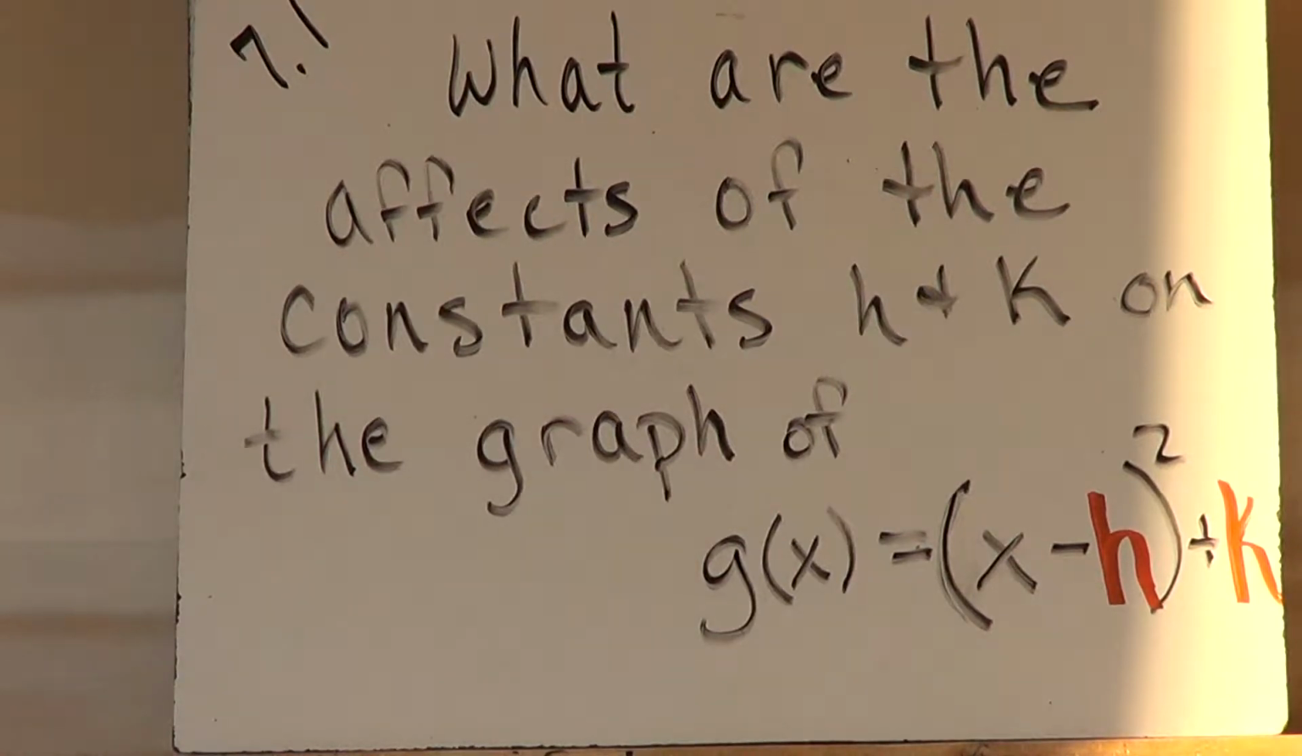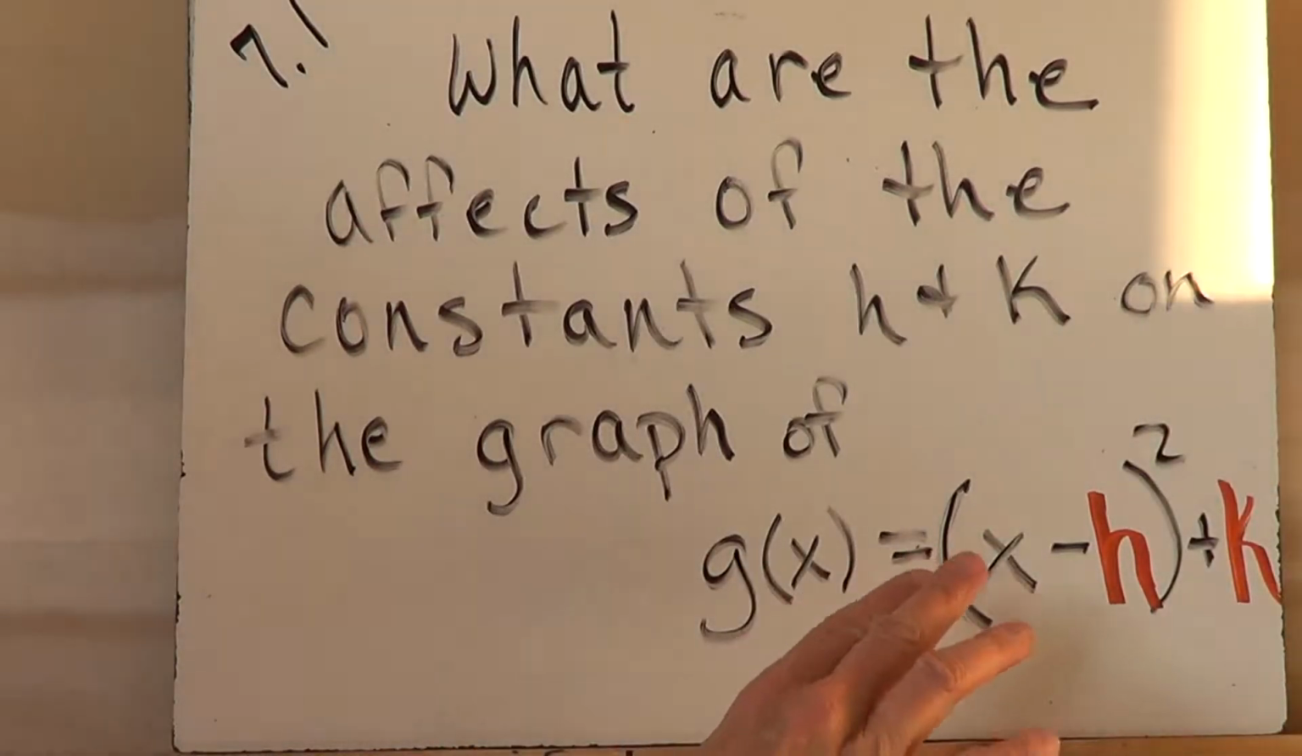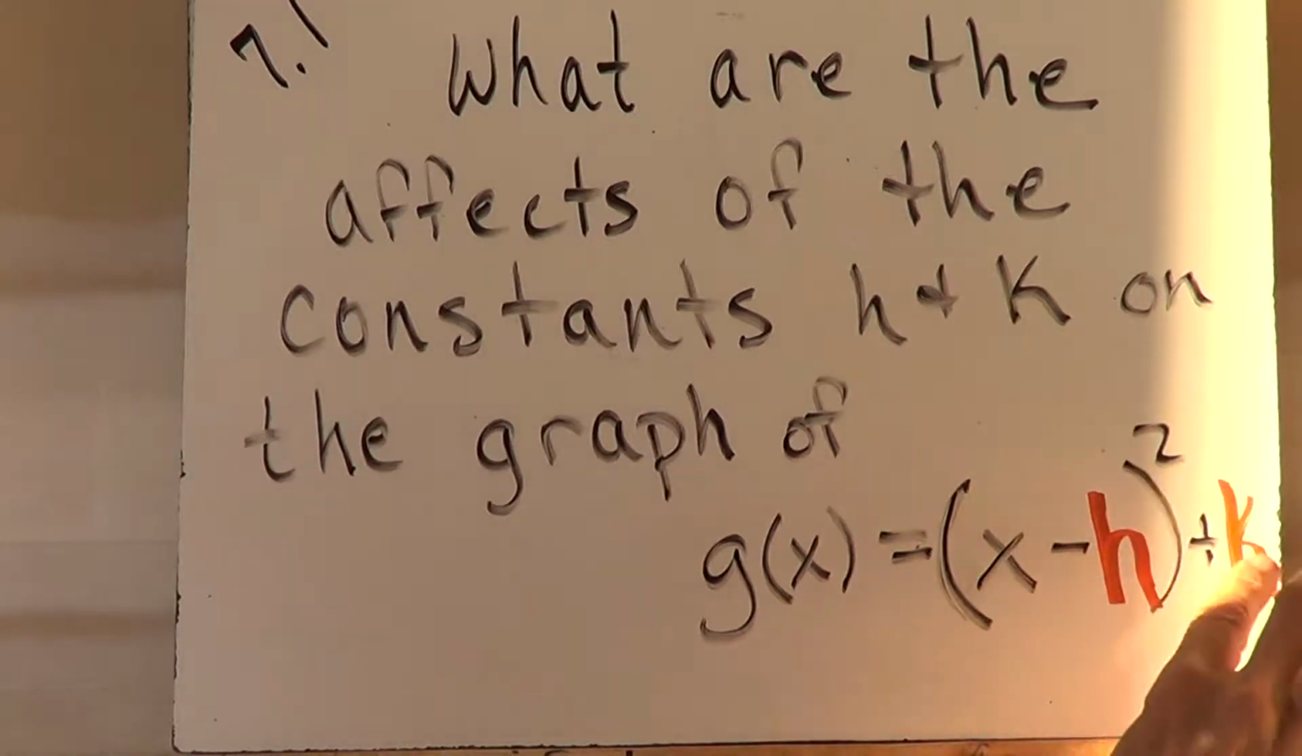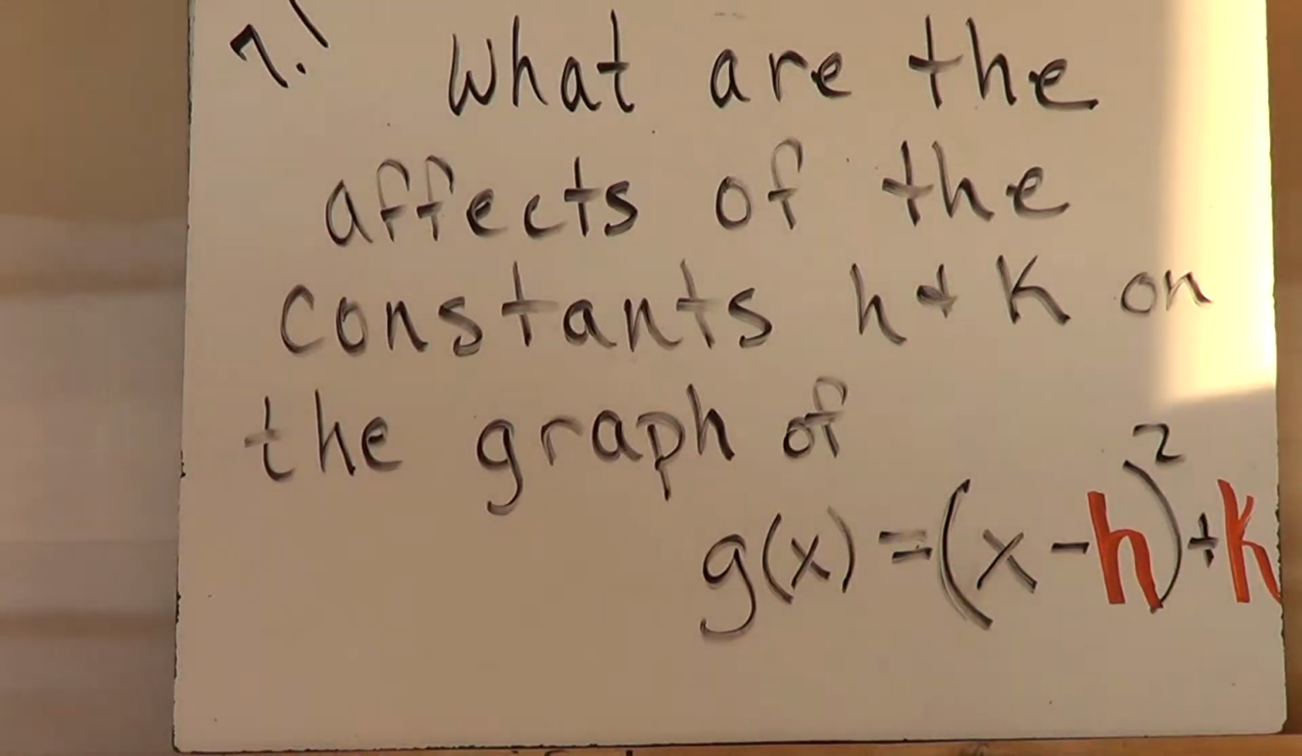Welcome to 7.1. What are the effects of the constants h and k on the graph g of x equals (x minus h) squared plus k? You've already seen this in absolute values, so I would hope that maybe you're going, hey, I think I know this. Hopefully this is just a review.